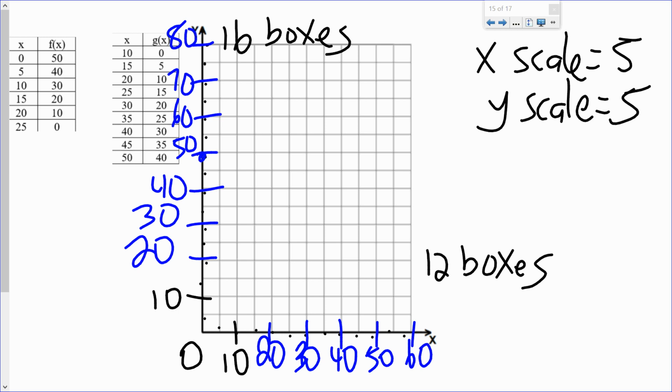0, 50, 5, 40, 10, 30, 15, 20. You can kind of see this one's ending up to be a line. 20, 10, 25, 0. It hits the axes, both of them, so I'm not going to draw any arrows. I'm going to label that as f of x.